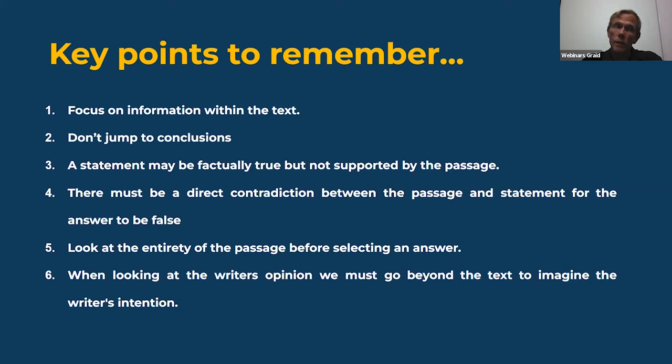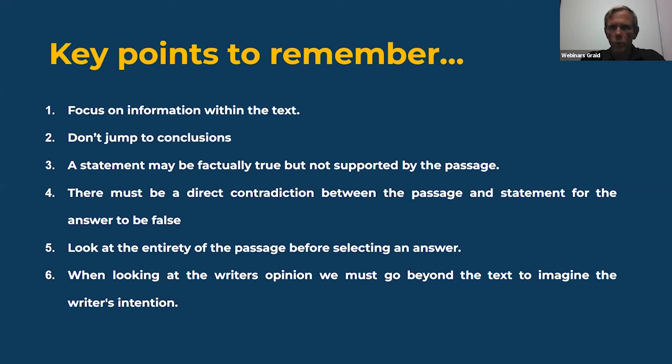Financial hardship does not necessarily mean going bankrupt. Losing crops is not necessarily the greatest ever problem. It might be, but we mustn't jump to conclusions. So a statement may be factually true, logically true, but it's not supported by the passage. This is where we often fall down and make mistakes.